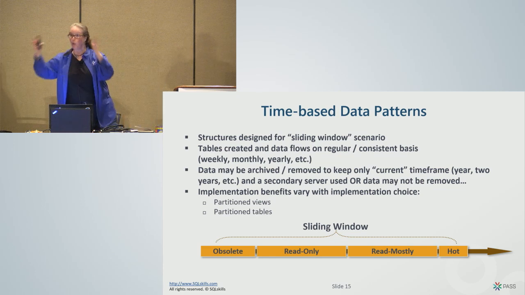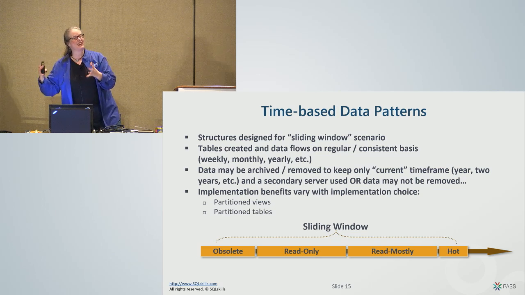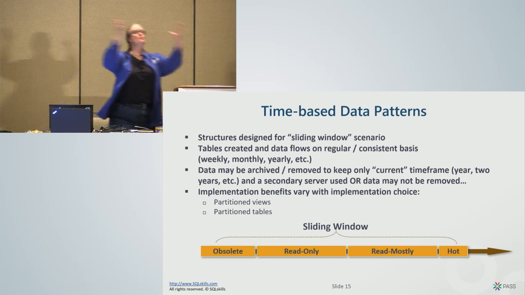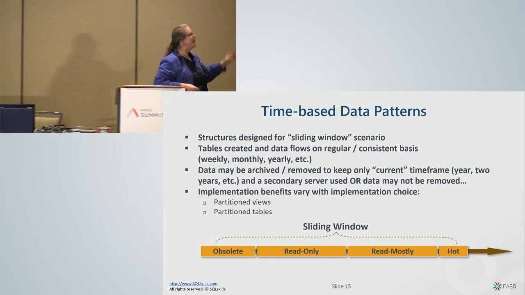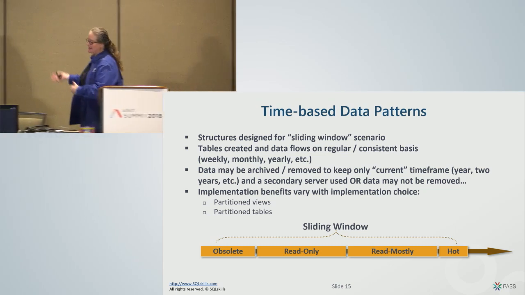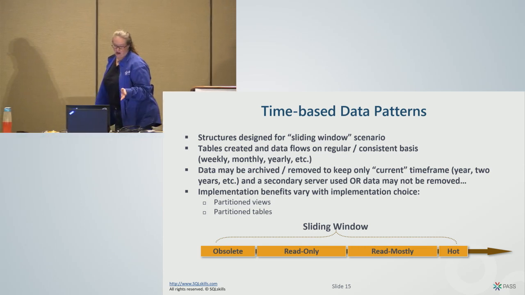You might just have the one system that is OLTP and reporting. That's what I mean by hybrid. But the sliding window scenario is also the canonical case that people use for moving data to a data warehouse. And you can implement this scenario either way, partition views or partition tables. But each one, like I said, has their own pros and cons.